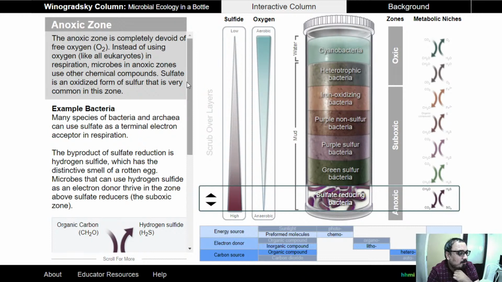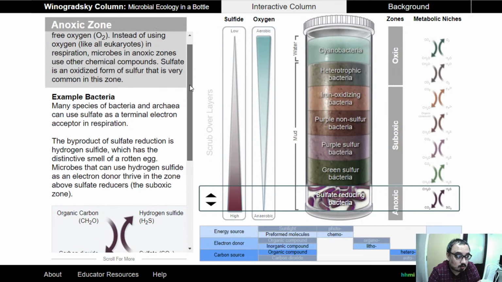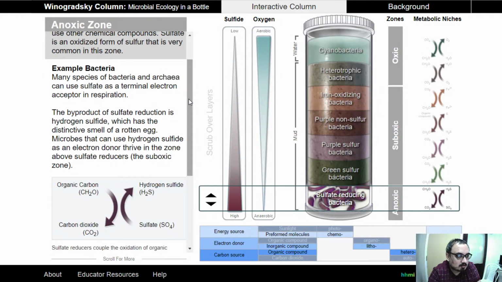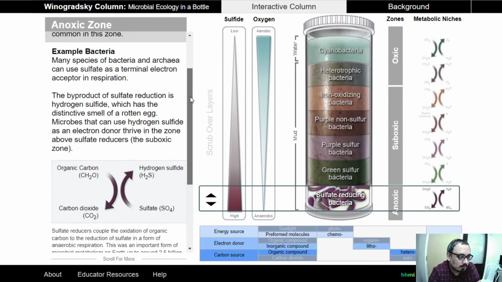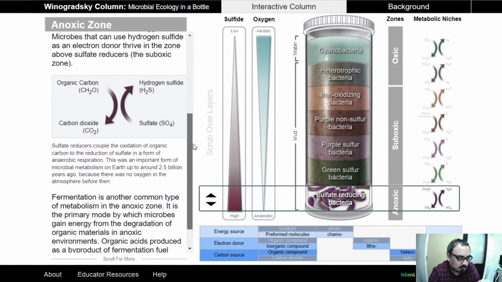Many species of bacteria and archaea can use sulfate as their electron acceptor in respiration. In the above ones we used hydrogen sulfide, and the byproduct of sulfate reduction is hydrogen sulfide, which has a distinctive smell like a rotten egg. And the microbes that can use hydrogen sulfide as an electron donor thrive in the zone above sulfate reducers.